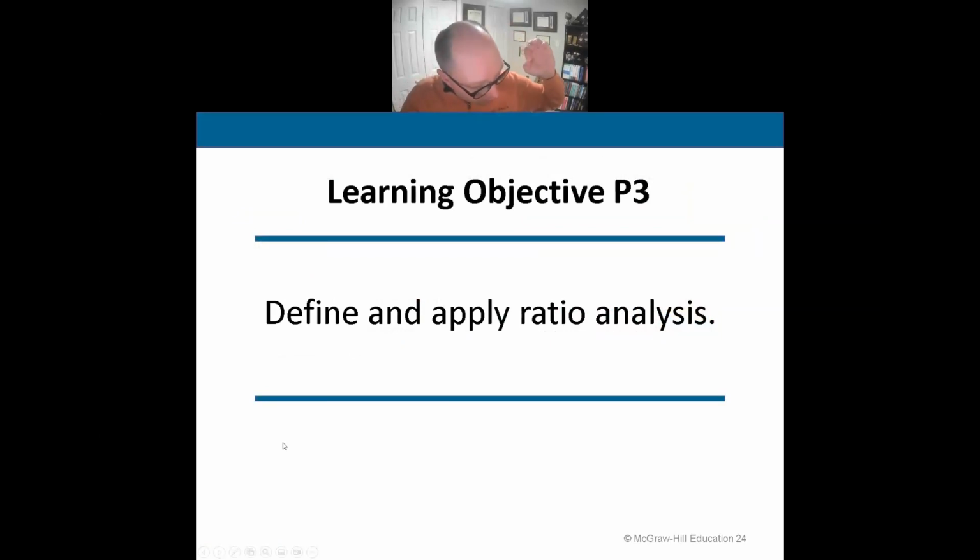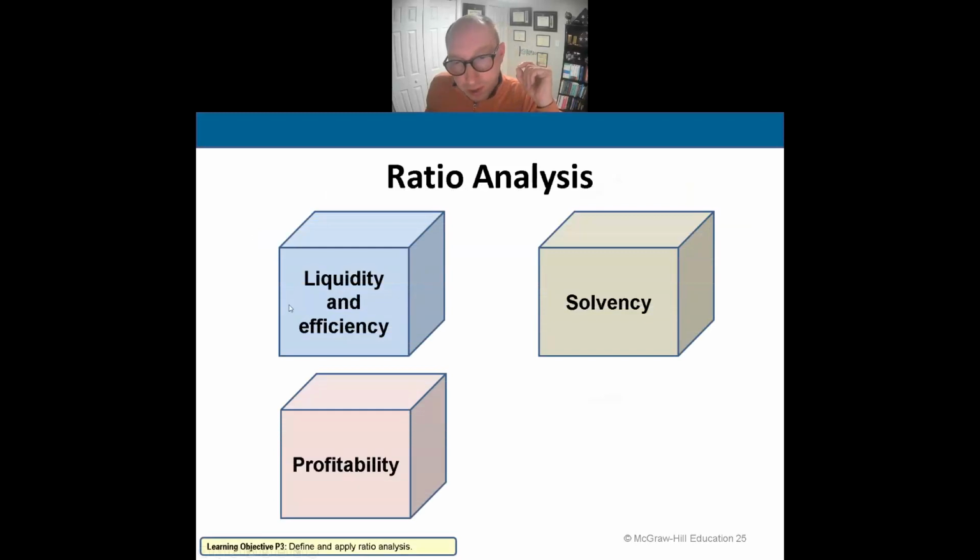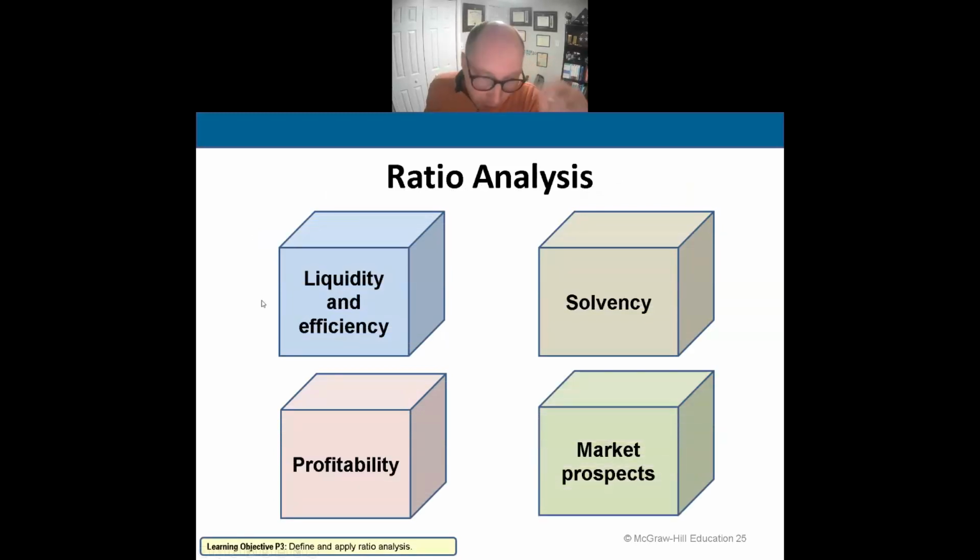We talked about horizontal analysis. We talked about vertical analysis. Now we need to talk about ratios. Ratios are very important for business owners and businesses to quickly be able to analyze the financial performance of your company in a very quick and efficient way. There are four kinds of ratios that we look at: liquidity, solvency, profitability, and market ratios.